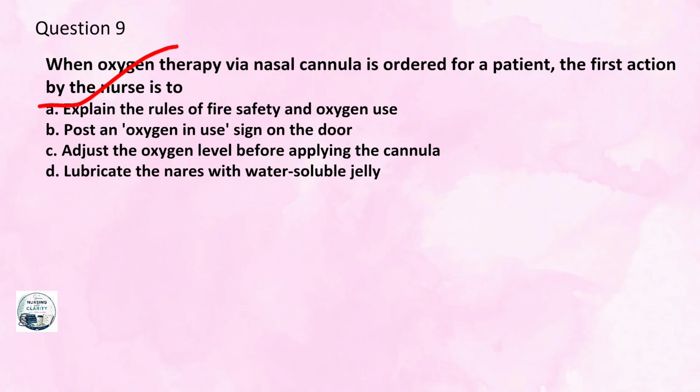Option C, adjust the oxygen level before applying the cannula. Technically, when applying the device, the flow should be set before placing the cannula. However, this question asks for the first nursing action before oxygen therapy is started. Patient education and safety come before implementation. So therefore, option A is the correct answer. Option D, lubricate the nares with water-soluble jelly. This is only necessary if the patient's nasal passages become dry or irritated. It is not routinely the first step. So therefore, option A we can choose.